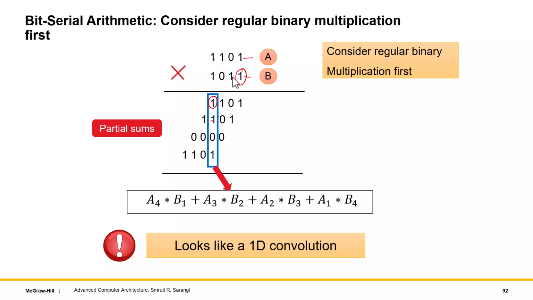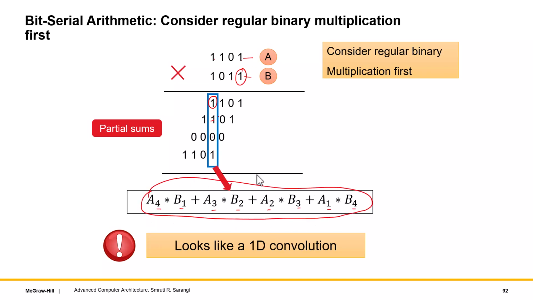So what is happening is that B2 is here, A3 multiplied with B2. This is A2 multiplied with B3, and A1 multiplied with B4. So this does look like a convolution, because 4 plus 1 is 5, 3 plus 2 is 5, 2 plus 3 is 5 and 1 plus 4 is 5. So this basically is a convolution.